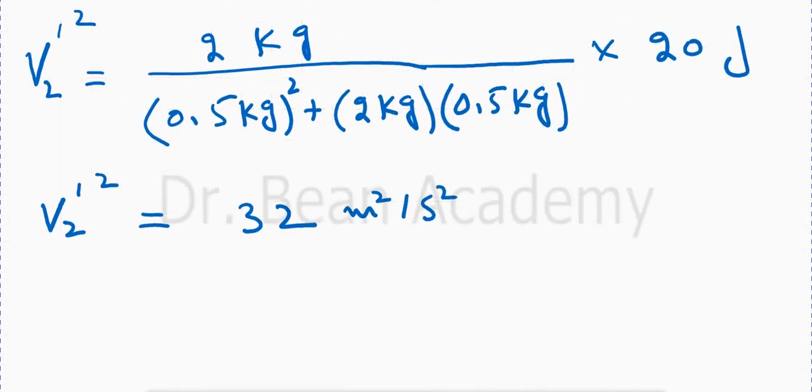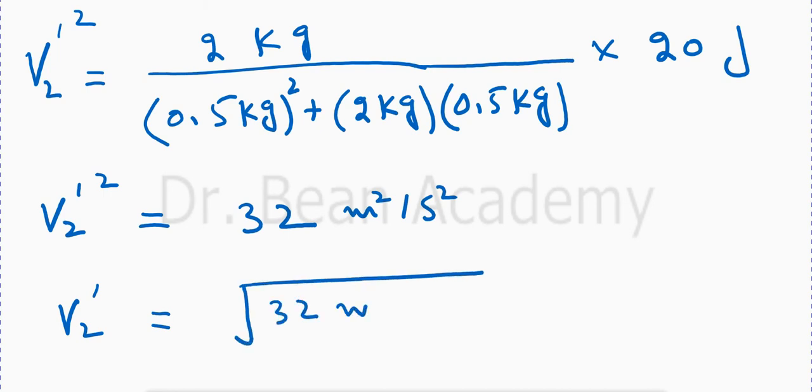And because we are looking for the value of v2 prime, not the squared, we have to square root the answer, and it's equal to 5.66 meter per second, and this is the value of v2 prime. We have just found it.